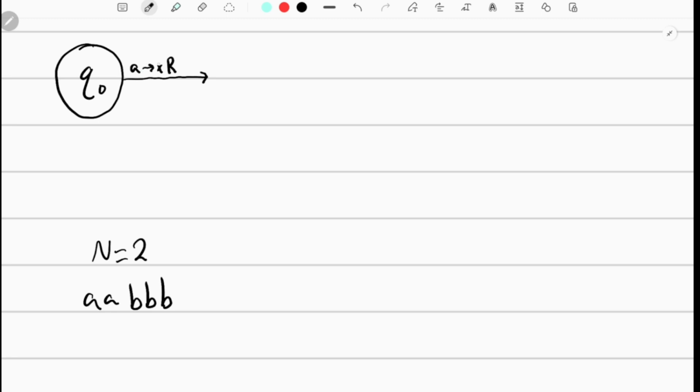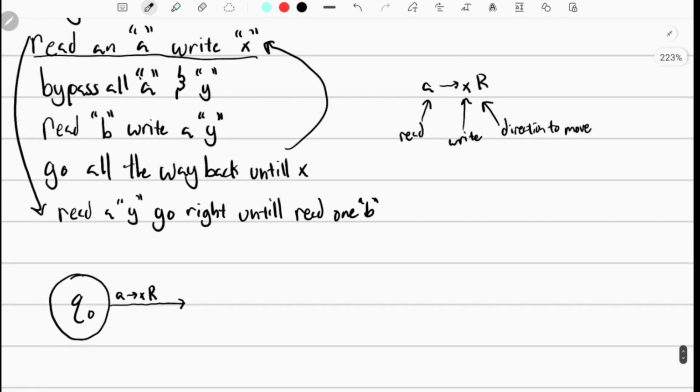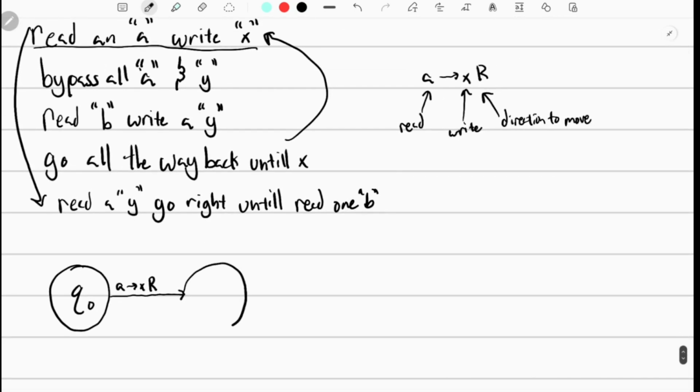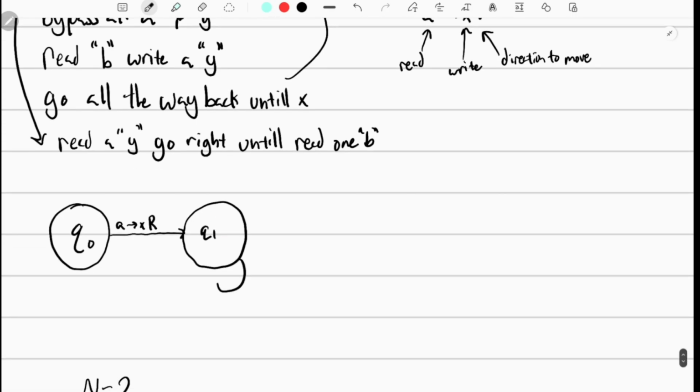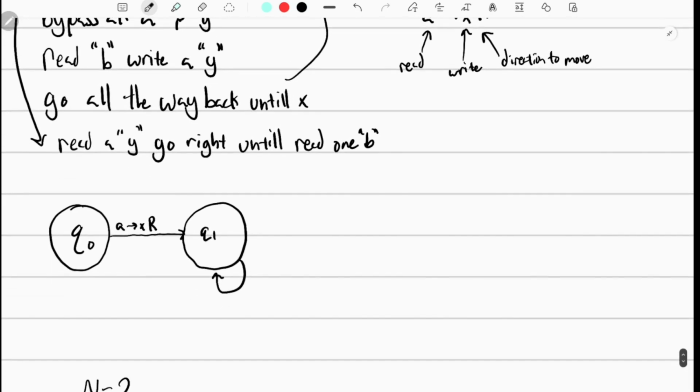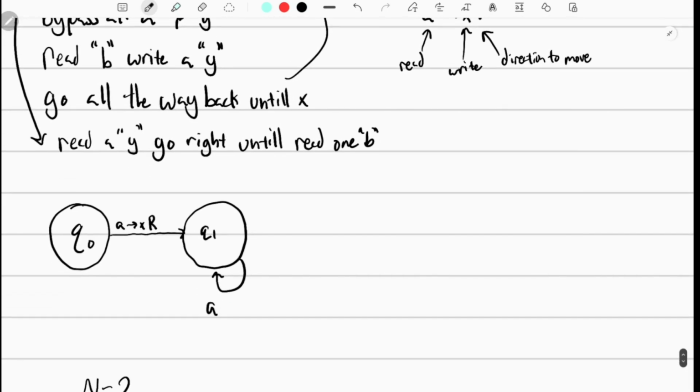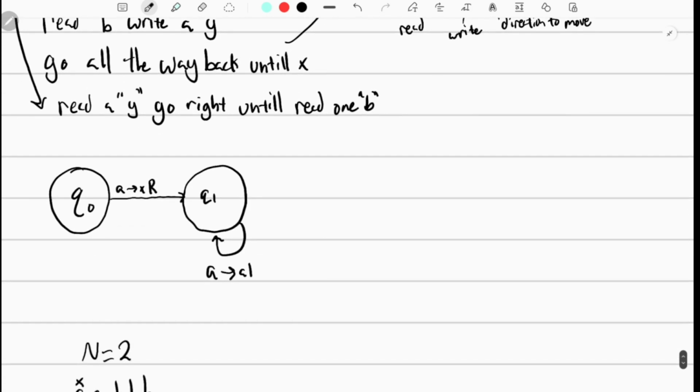So we're going to read an A. We read this A right here. Going to write an X, and then we're going to move our little head over to the right. I'm literally just following our algorithm. And then here, we're going to bypass all A's and Y's. So we can label this Q1. And the way we could do that is we could self-loop. So we could say, read an A, write an A, and then move to the right.